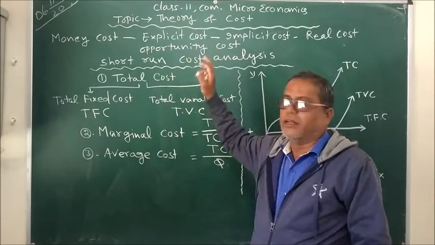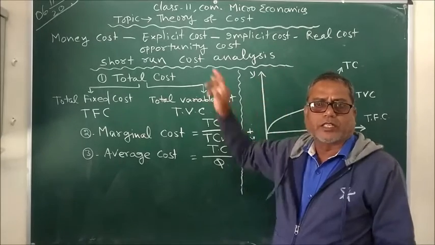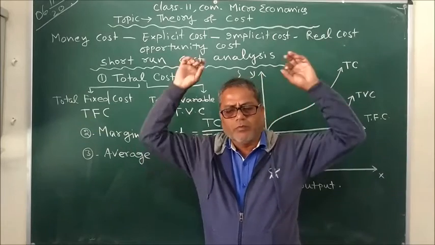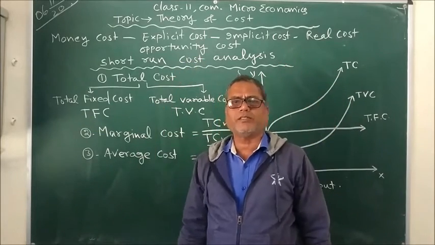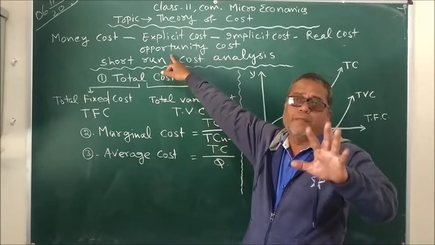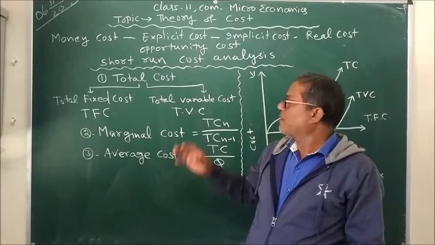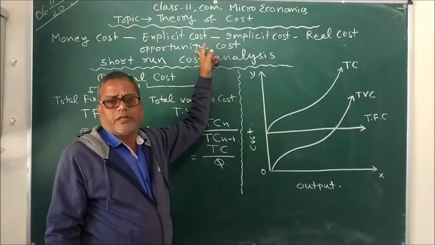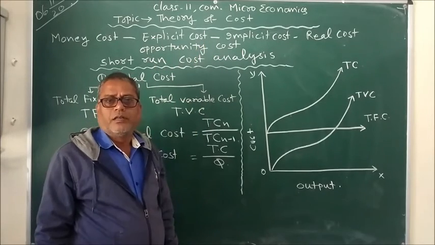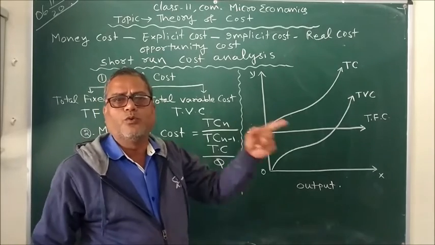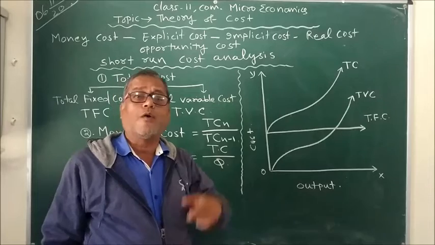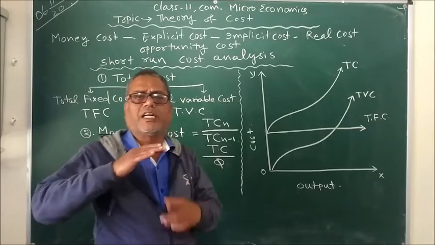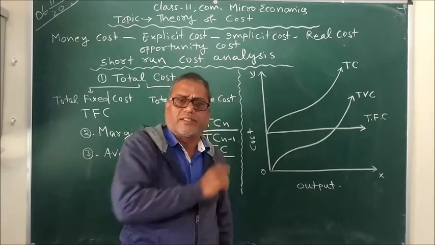Then, opportunity cost. This is the most important concept in economics you need to understand, because in almost every concept of economics, directly or indirectly, the concept of opportunity cost is involved. We have already discussed it earlier, but once again, what is opportunity cost? The opportunity cost of a good is the next best alternative that is sacrificed or foregone in order to produce that thing.